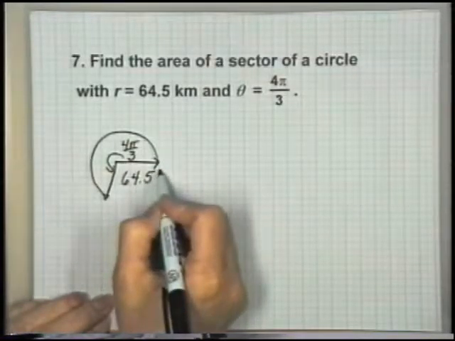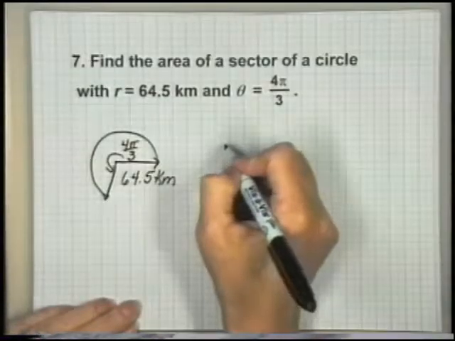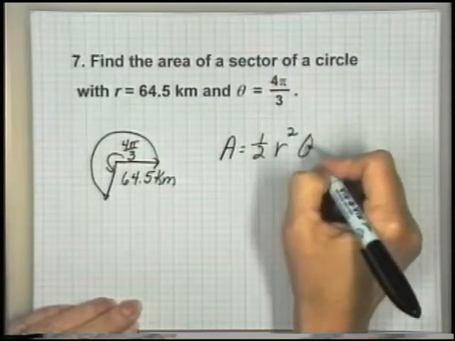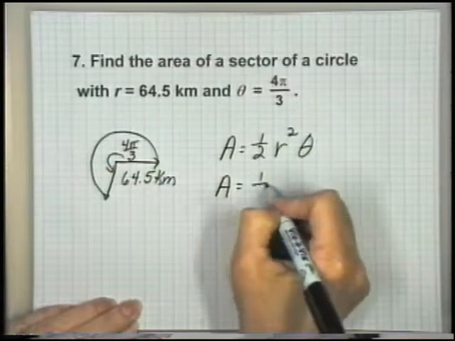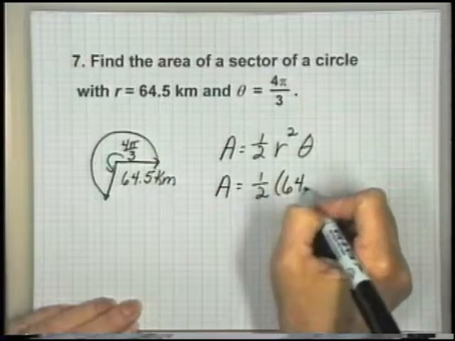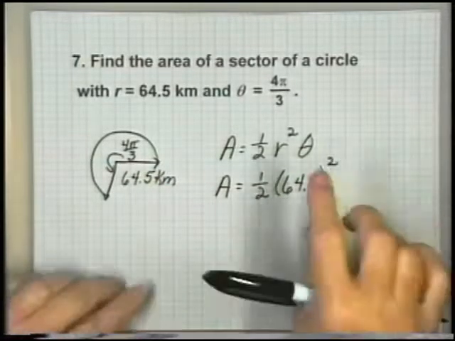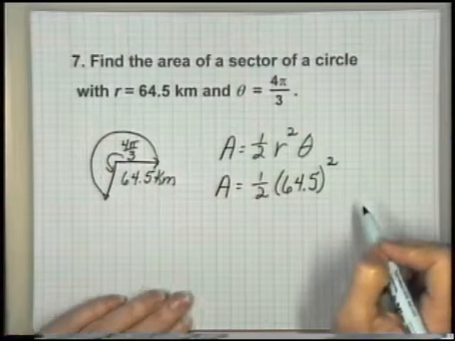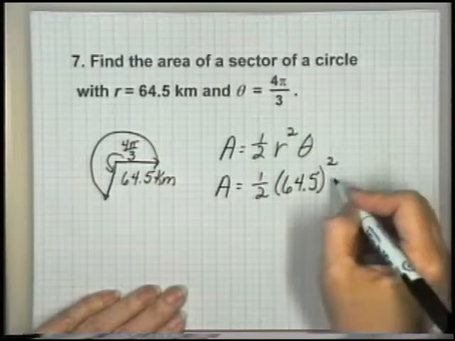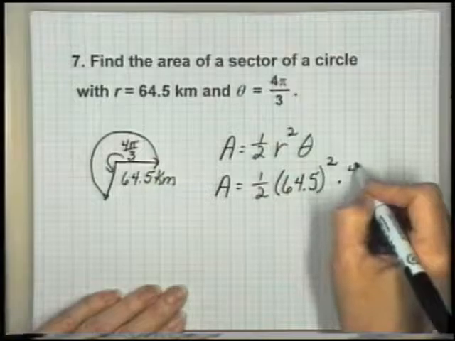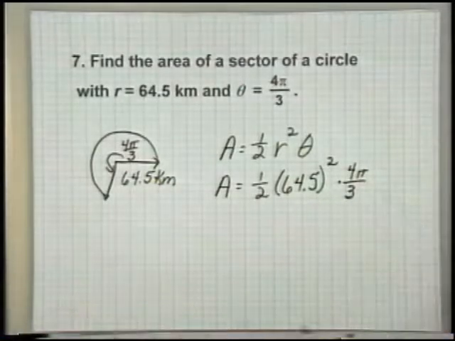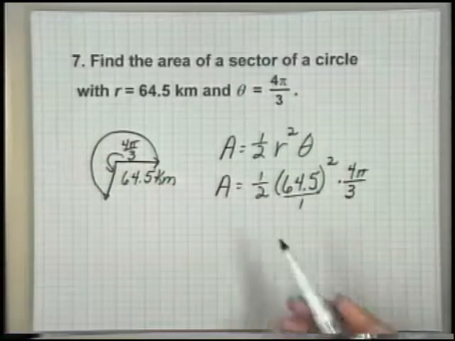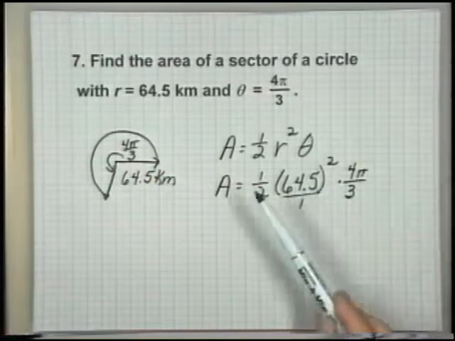And this radius is 64.5 kilometers. So when we find the area, we'll say 1/2 times r squared times theta. Our r is 64.5, and we'll square it, and since it's kilometers when it's squared, that's how we'll get our area unit of measurement of squared kilometers. And then theta is in radians, so I don't have to worry about converting it. And if you need to, you can put that over 1, so you're looking at the numerators of your fraction.